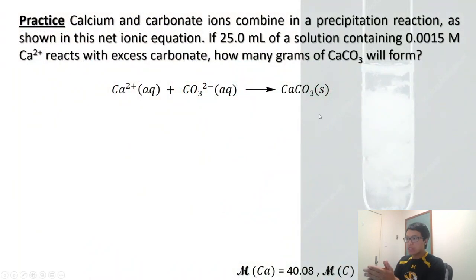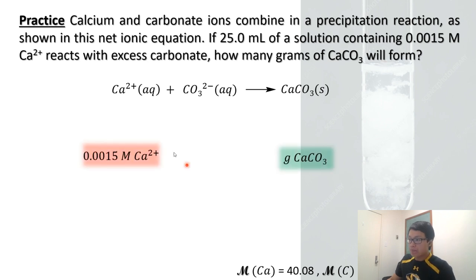So, read the question first and do it with me. Calcium ion and carbonate ion right here combine and precipitate calcium carbonate. We have 0.0015 molar calcium ion, and 25 milliliters of it reacts with excess carbonate. So we just ignore carbonate for now. How many grams of calcium carbonate will form?